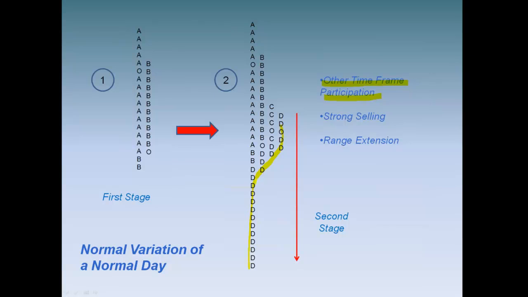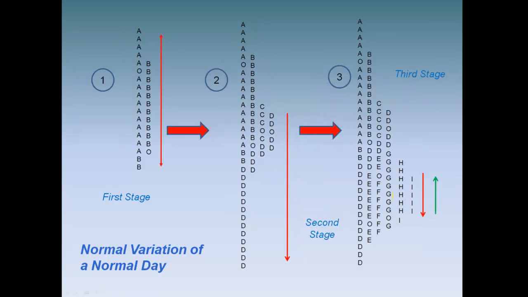And when that occurs, all of a sudden, it pushes prices down, and we get strong selling, and then we get a range extension. So this becomes the second stage of our normal variation of the normal day. And then what happens in the third stage is we begin to distribute in a lower range. So if you notice here now, the market starts to distribute in this area, up and down, up and down. Once again, we don't continue on because it's not a directional day. This is, in fact, just a normal variation of a normal day.